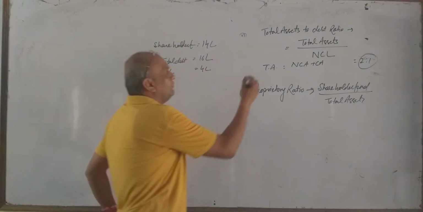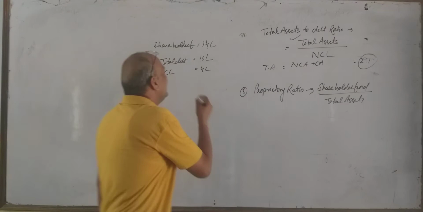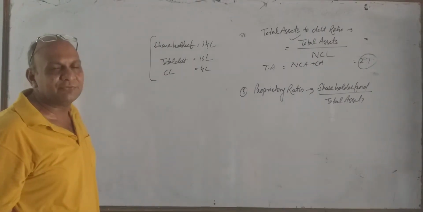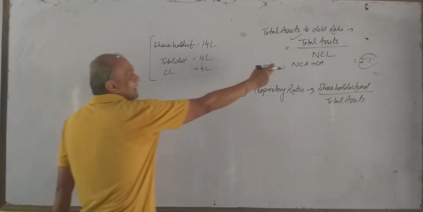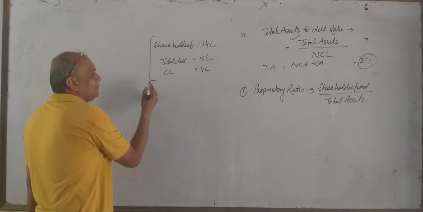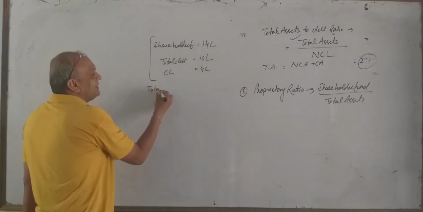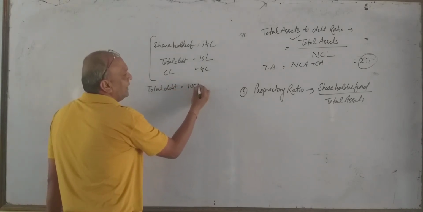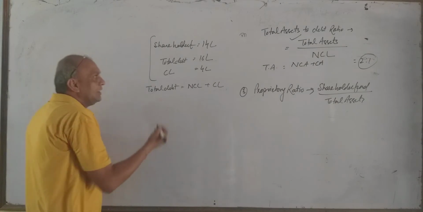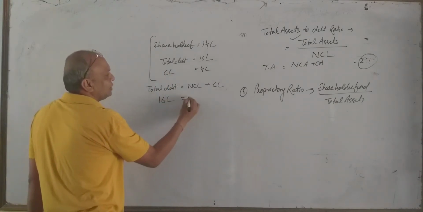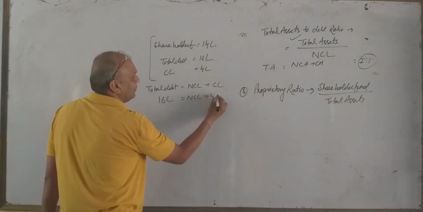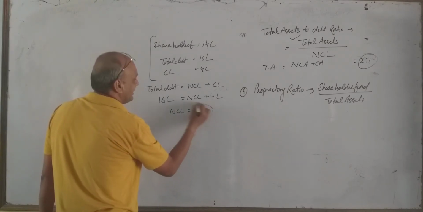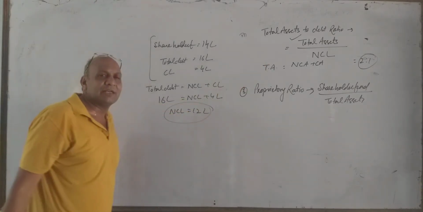So first of all, what do we need here? Total assets. If you see carefully, we do not have a single item of total assets. Then divide by NCL. NCL we can calculate easily. Just as in the previous example, I told you total debt is equal to NCL plus CL. So here 16 lakh is equal to NCL plus 4 lakh. So NCL is equal to 12 lakh. The denominator is ready with us.